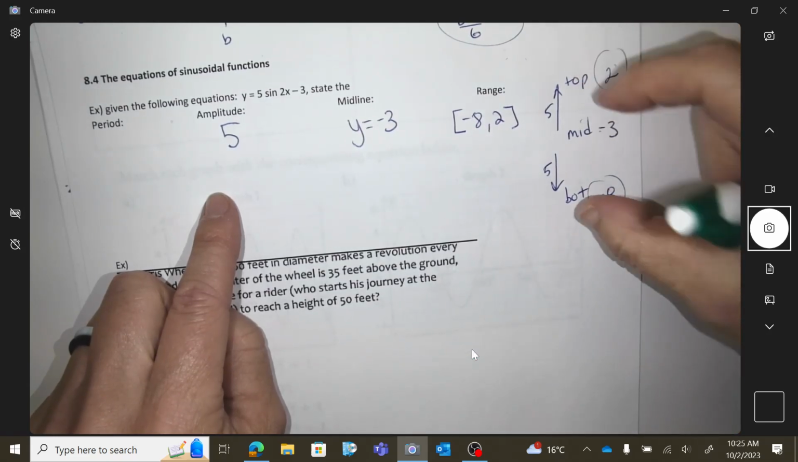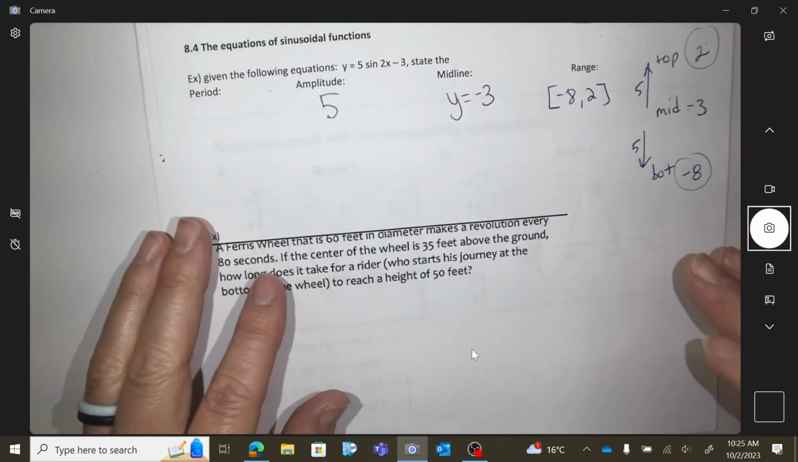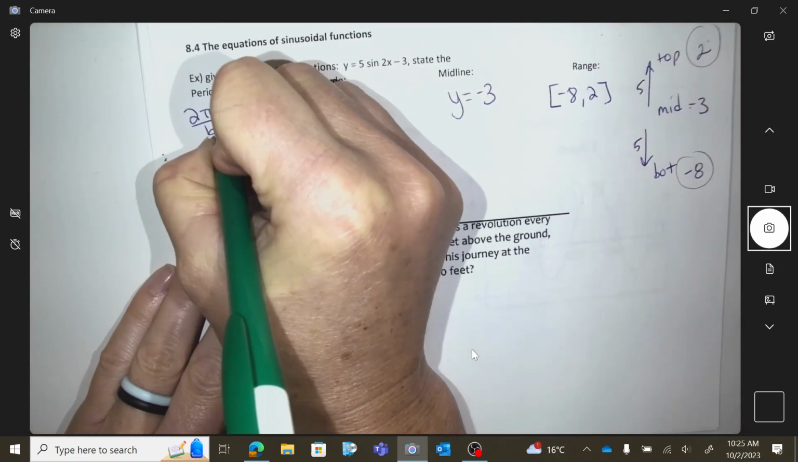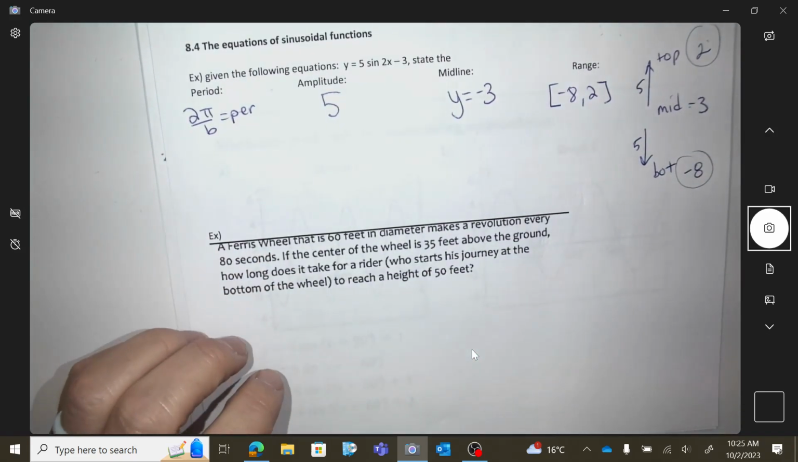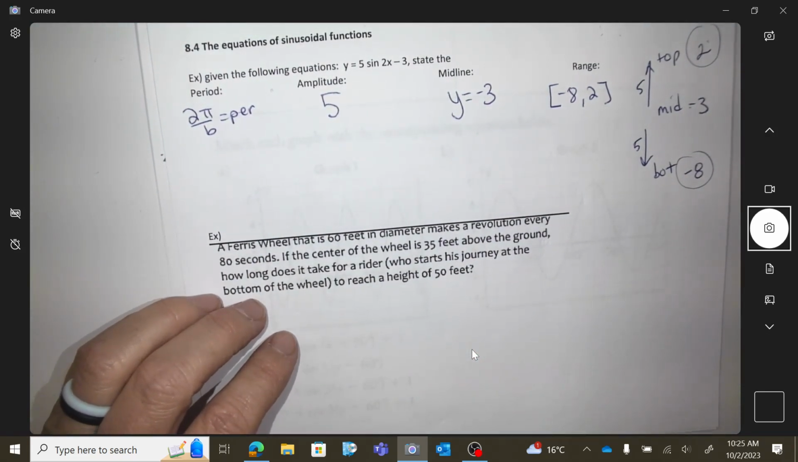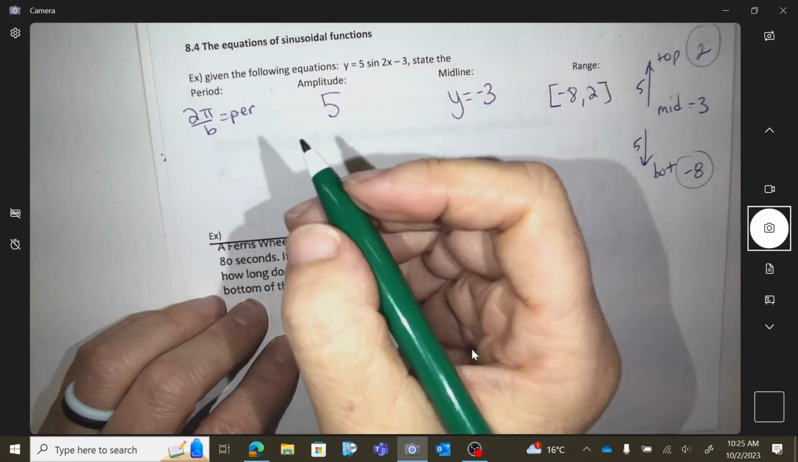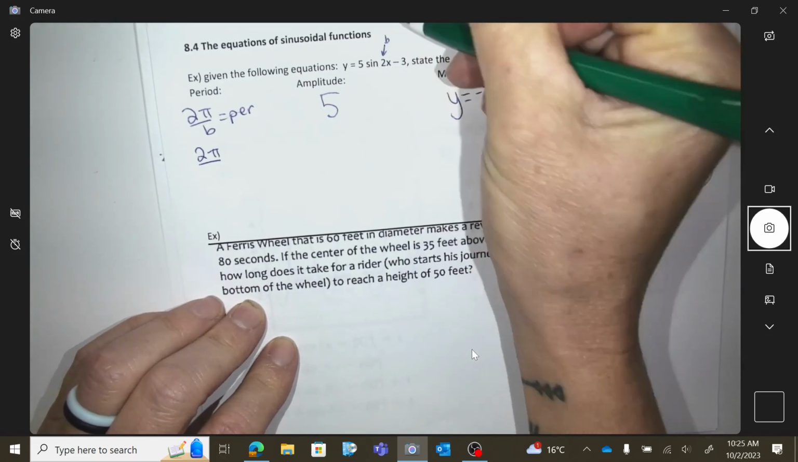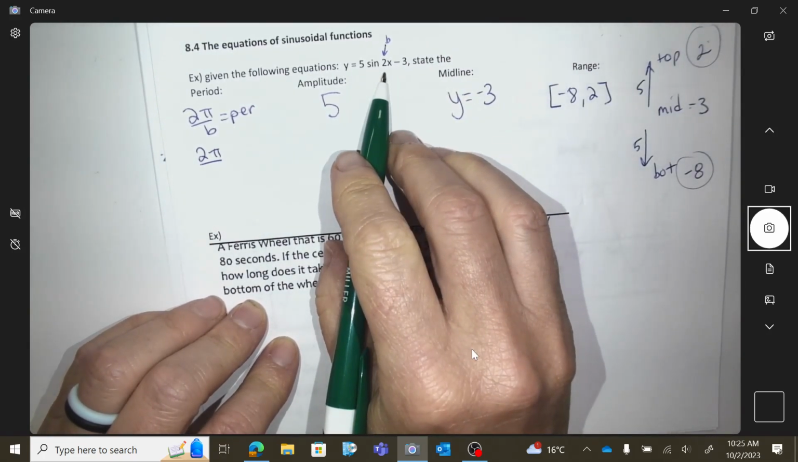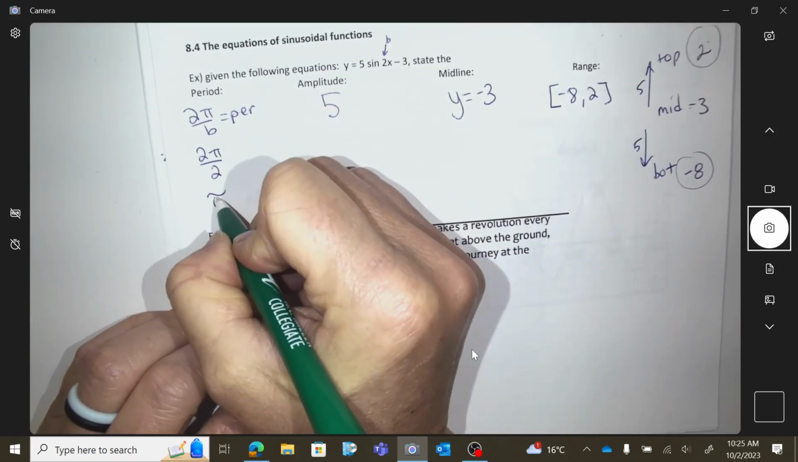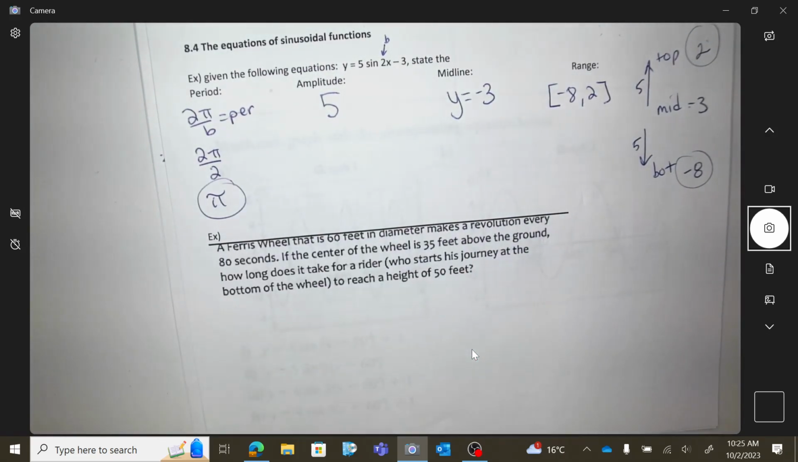Right? And then our period. So I'm going to use that formula. 2 pi over b equals the period. So now 2 pi over, and then here's the b in the equation. This is the b. So 2 pi over 2. So your period would be pi.